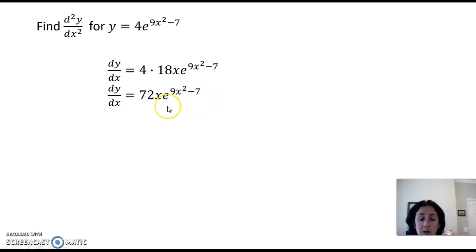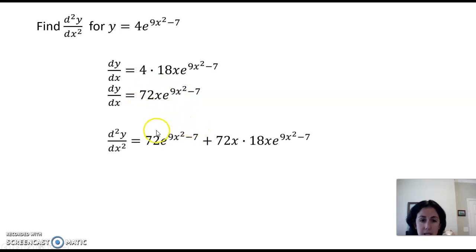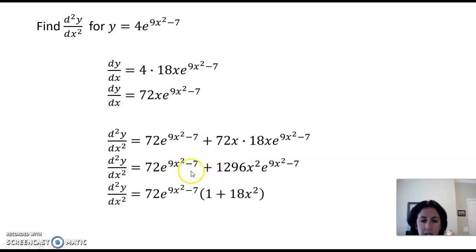Now to find the second derivative, I'm going to have variable times variable. That's right, I'm going to have to use that product rule. Derivative of the first times the second plus the first times the derivative of the second. Derivative of the first is just 72 times the second plus the first times p prime e to the p again here. Distribute these two together. And now you can see that they have a common factor. And so we pull out the greatest common factor. They're both divisible by 72. They both have an e to the 9x squared minus 7. And when I pull that out, I'm left with 1 plus 18x squared. So there's my second derivative.